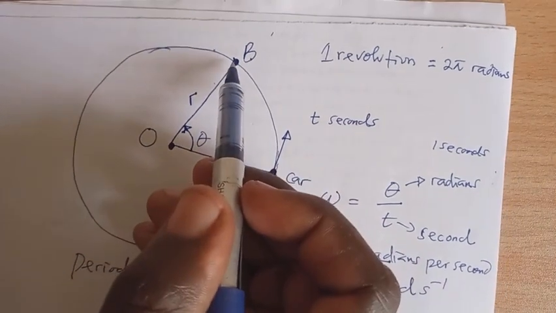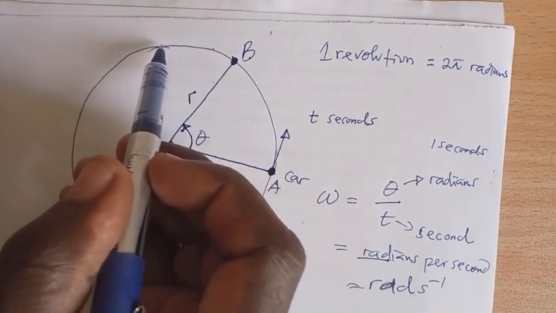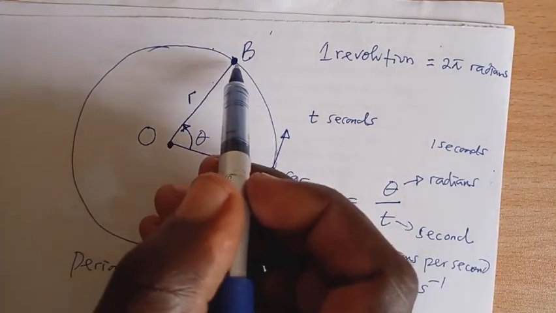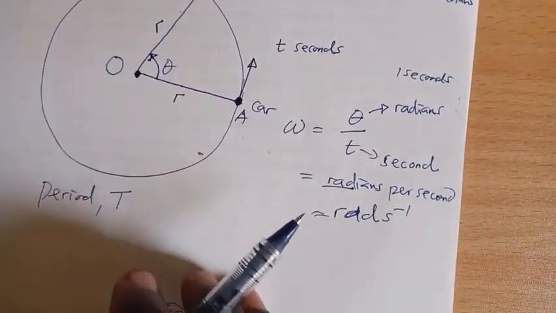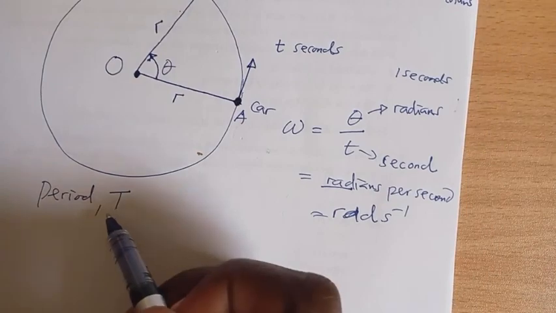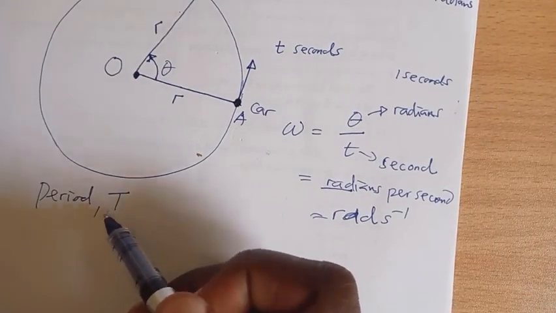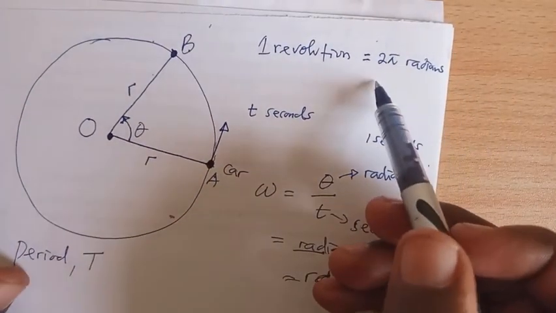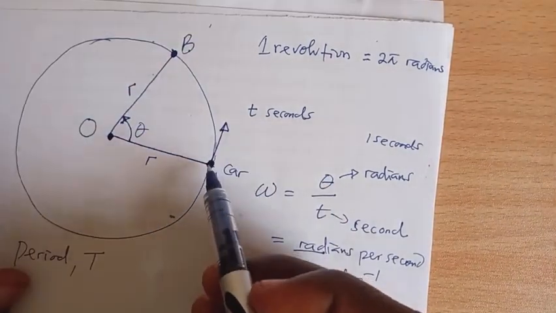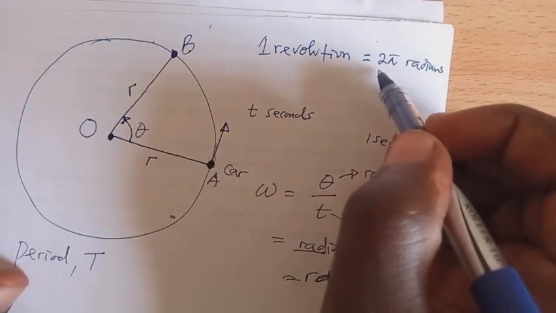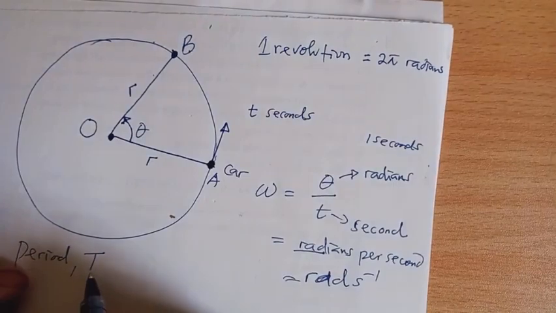Or if it started from B, then the time it takes to move around and then come back to B eventually. That time is the period and is given the capital letter T. Okay, remember what we just said. When it has completed one revolution, the angle is 2 pi and the time is capital T.